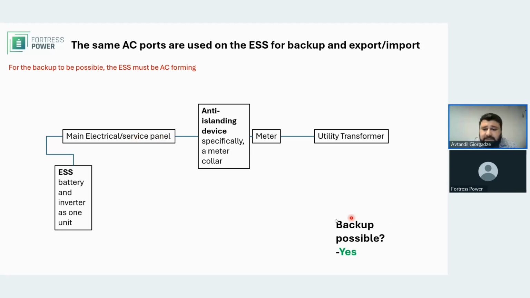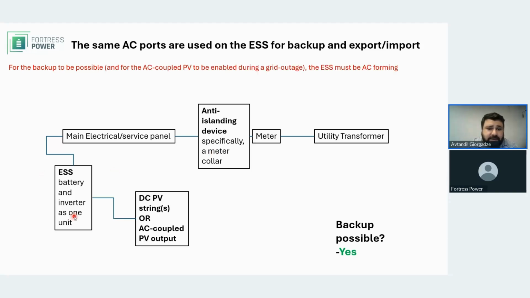So in this case, is the backup possible? Yes, absolutely. And the anti-islanding device makes this all safe for the lineman or whoever is working upstream of the meter. And meanwhile, we enjoy our energy storage system doing its thing. But we don't want just an energy storage system. We also want PV most of the time. So in some cases, with certain manufacturers, you can connect the DC coupled PV to the energy storage system or AC coupled PV to the energy storage system directly.